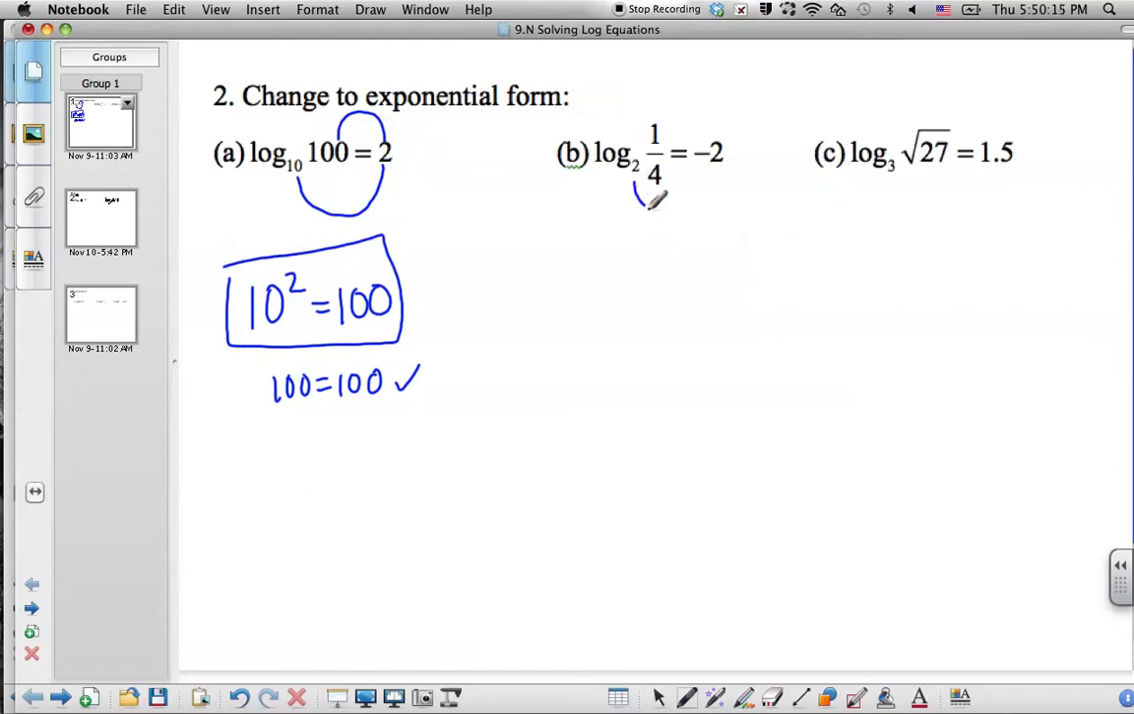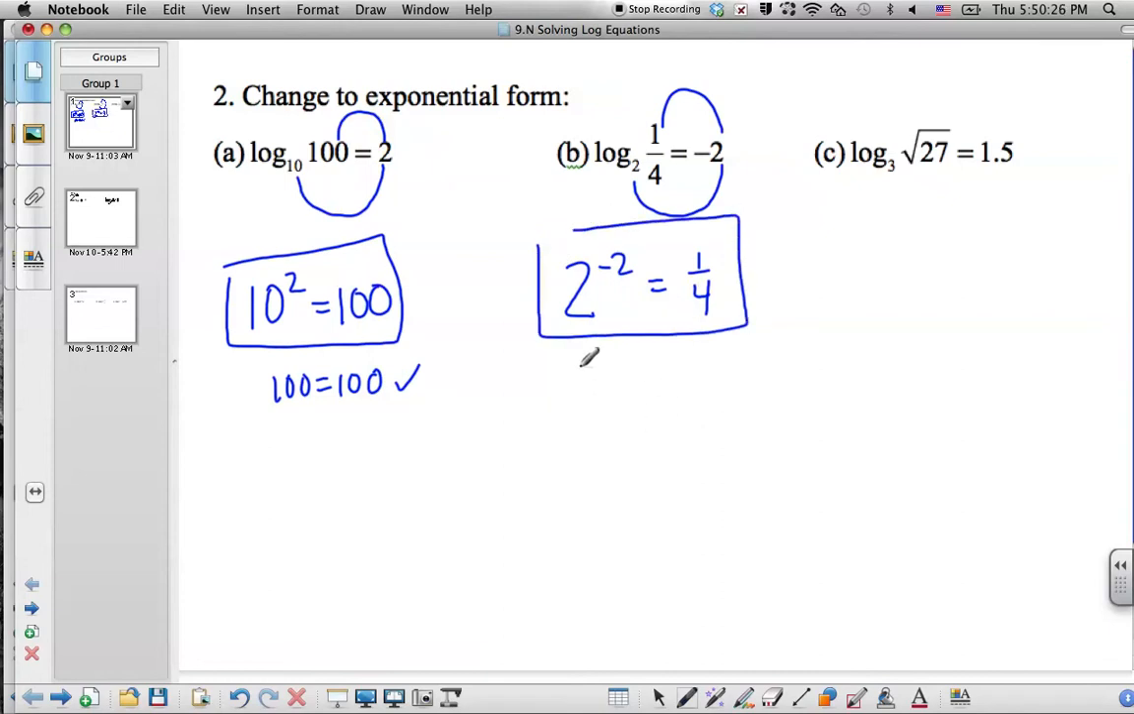We start always with the base. So the base is 2 raised to the minus 2 is equal to 1/4. And we all know that is a true statement, right? 2 to the minus 2 is 1 over 2 squared. And that's just 1/4. Check.